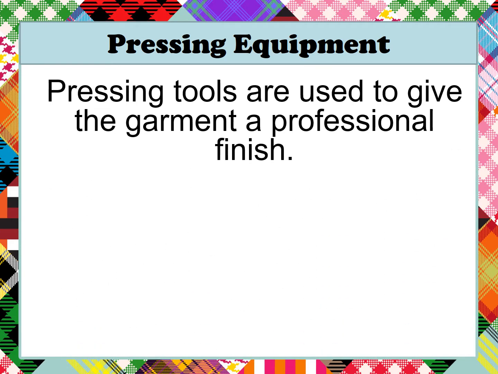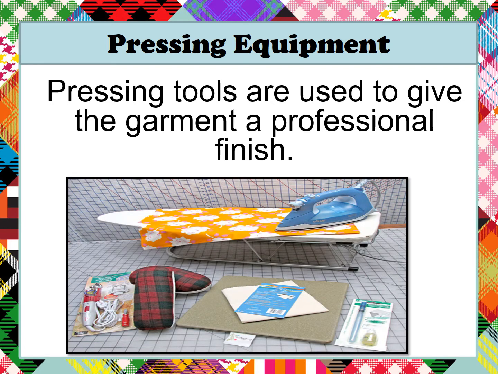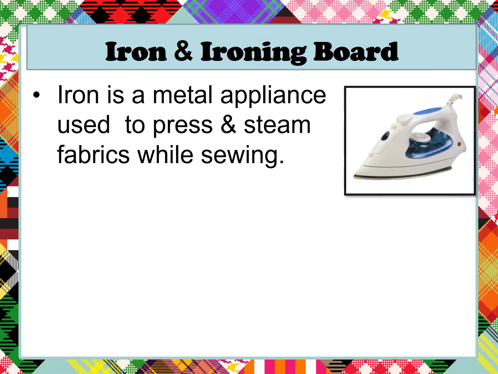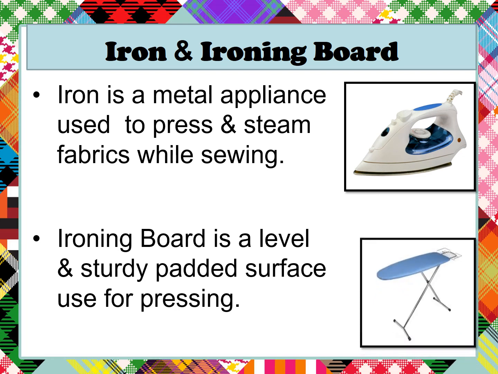Now the other category is pressing tools. Pressing tools are used to give the garment a professional finish. Now first pressing tool is iron. Iron is a metal appliance used to press or steam fabric while sewing. The iron board is a level or sturdy padded surface used for pressing.